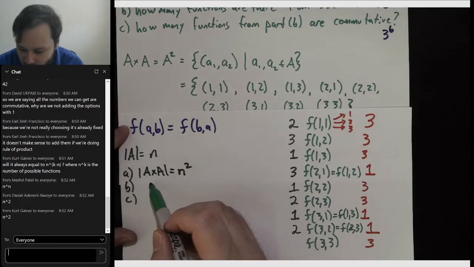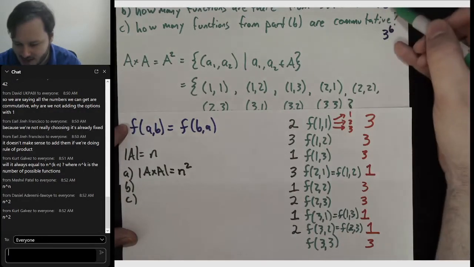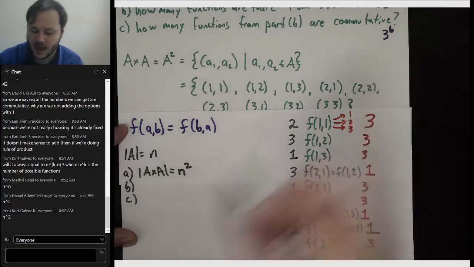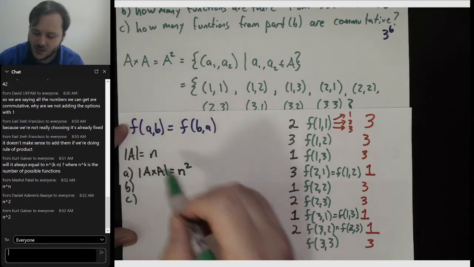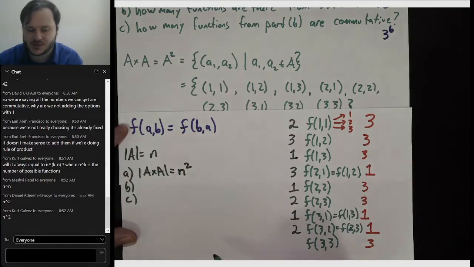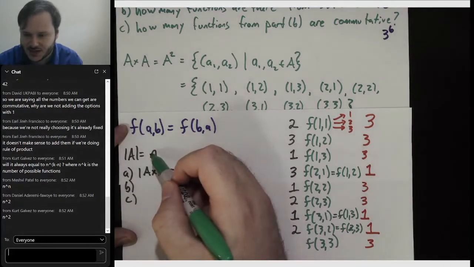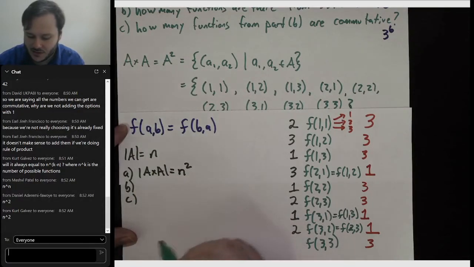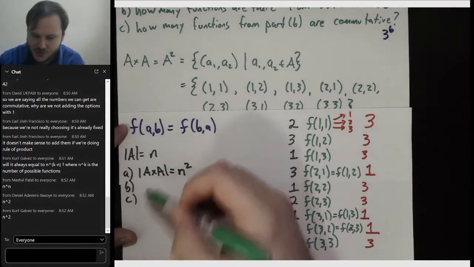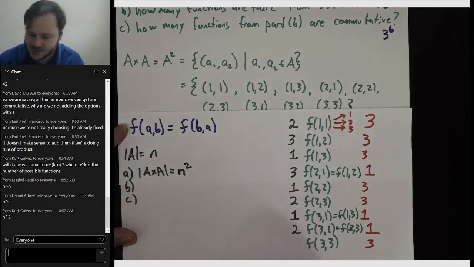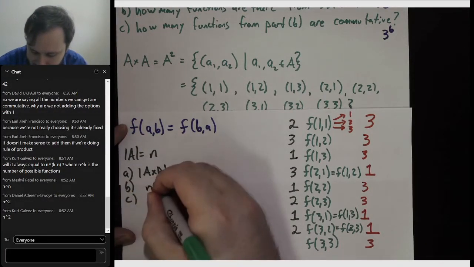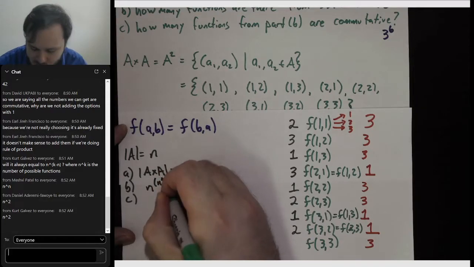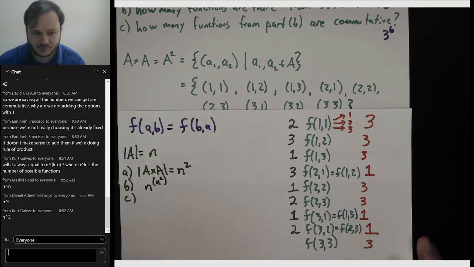How many functions are there from A cross A to A? Well, I have an n squared step process with n steps, with n choices at each step. So I'm going to have n options, n options, n options, n squared times. So this is going to be n to the power n squared. It's a big number.